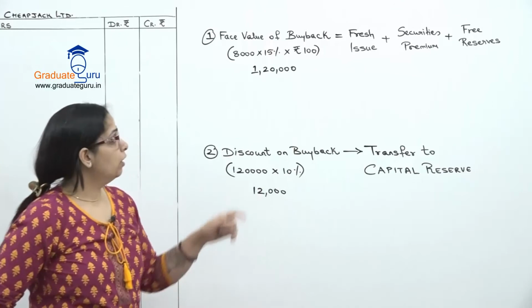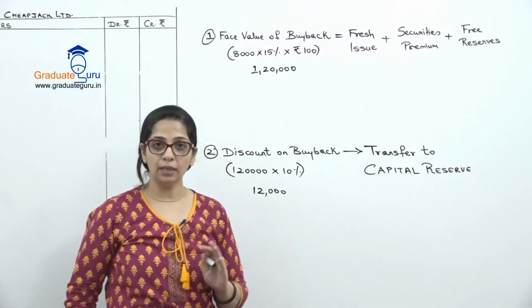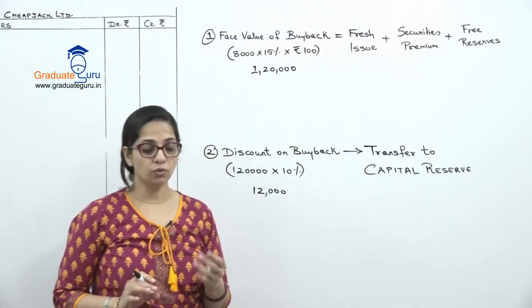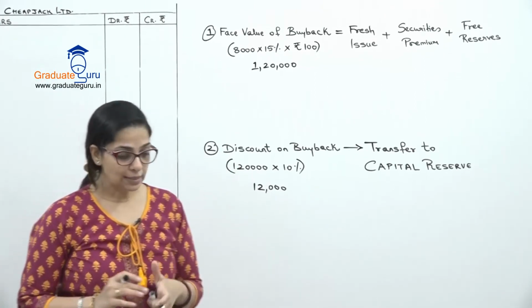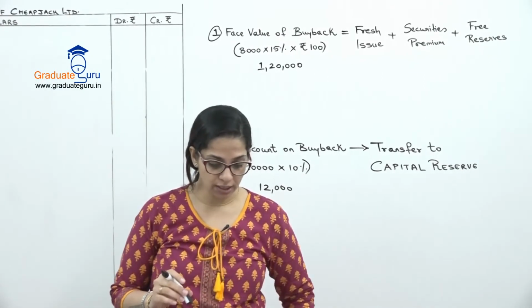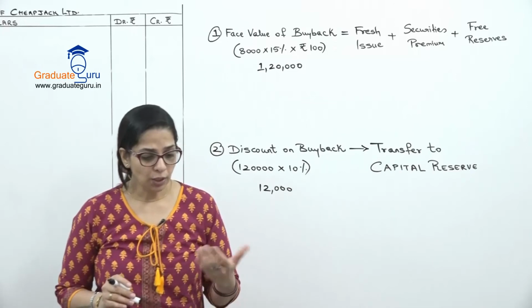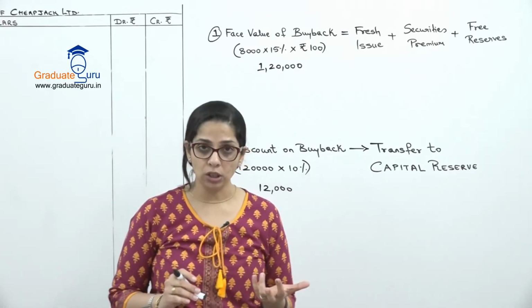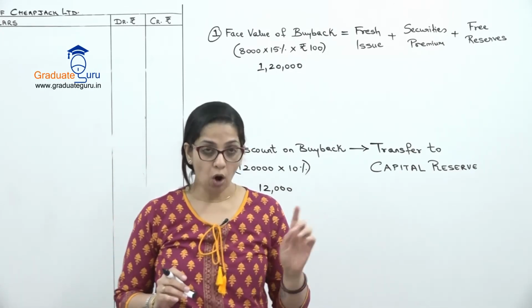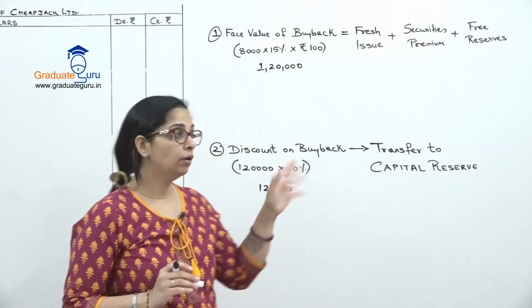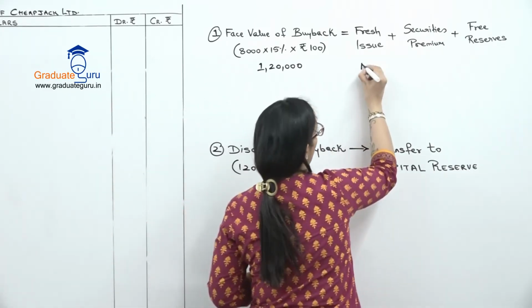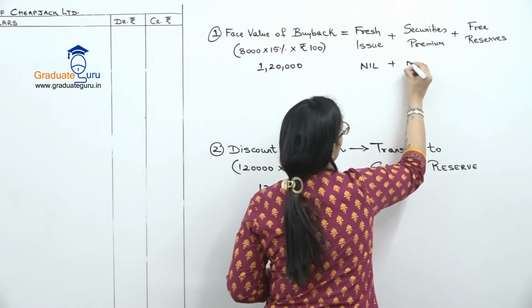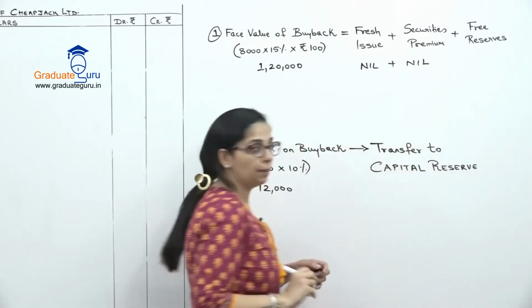Okay. Fresh issue is not mentioned anywhere in the sum. So it's not going to be there. Let's see what we have in our securities premium. In fact, we don't have any securities premium this time also. So it's all going to be out of our free reserves. So no fresh issue, no securities premium.